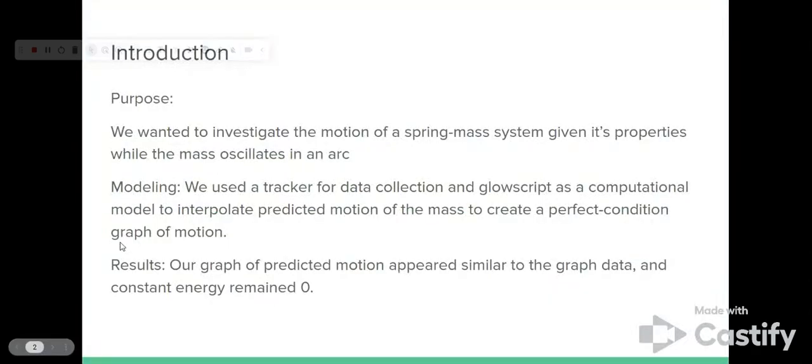In this lab, we checked out the motion of a mass connected to a spring that was also moving in an arc. Thus, the purpose of this lab was, given the properties of the spring mass system, to investigate its motion while the mass oscillates in an arc.